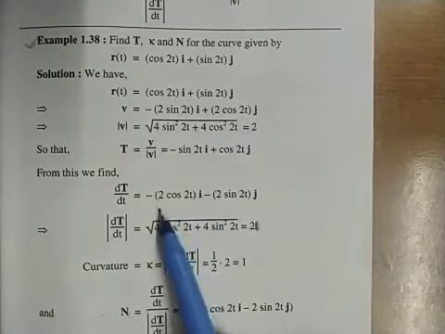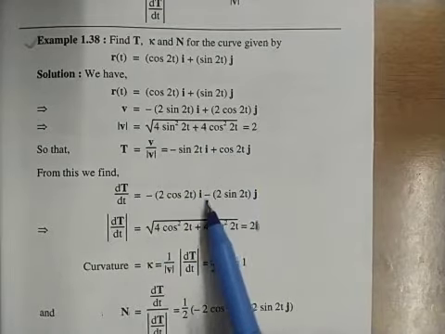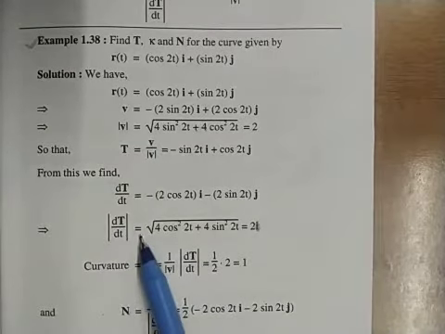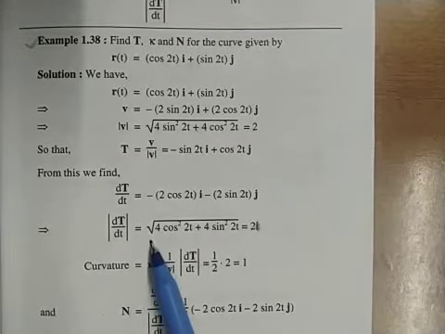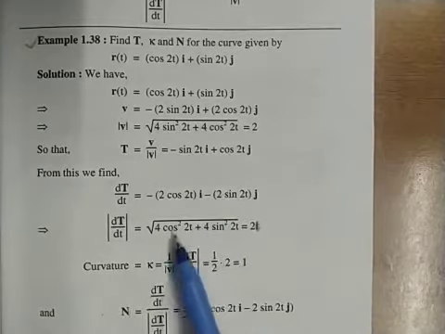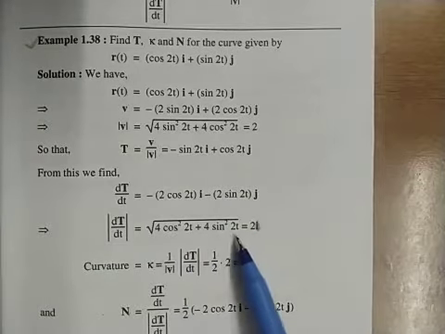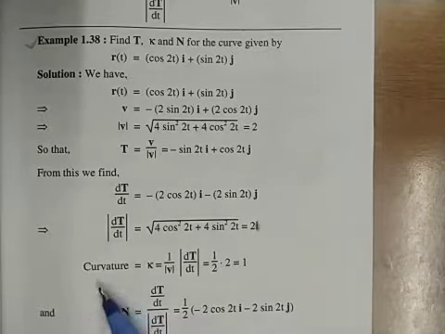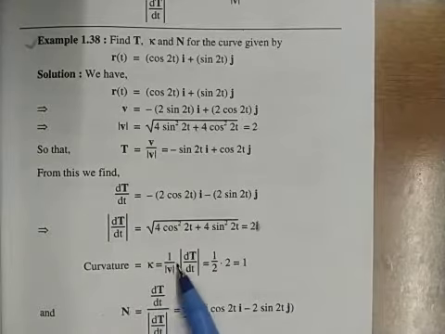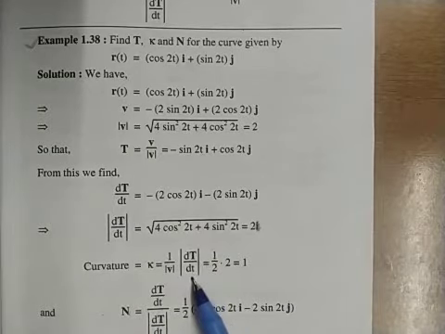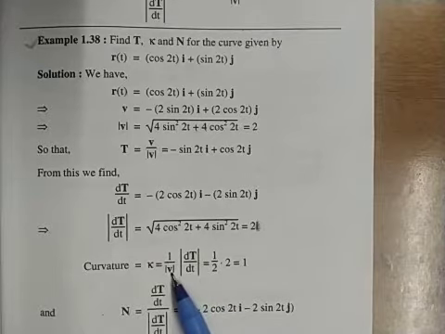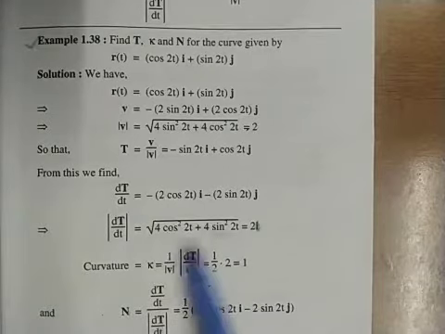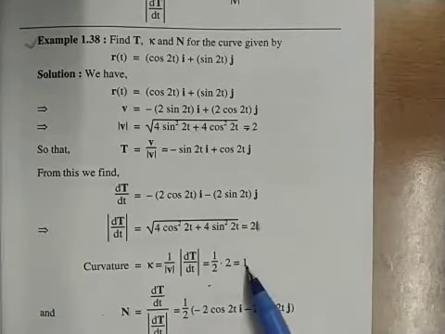Then what we get? Minus cos 2t into 2 minus sin 2t into 2j. So modulus of this, that is square of each of these, that is 4 cos square 2t plus 4 sin square 2t, that will be square root of 4, that is 2. Therefore, curvature, we know the formula for curvature, 1 upon mod v into mod of dT by dt. 1 upon mod v is 1 upon 2 into mod of dT by dt, which is 2. So into 2 we get curvature as 1.